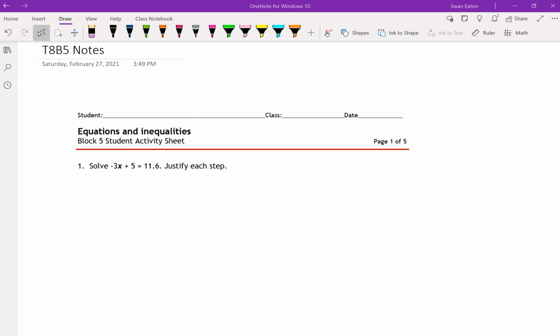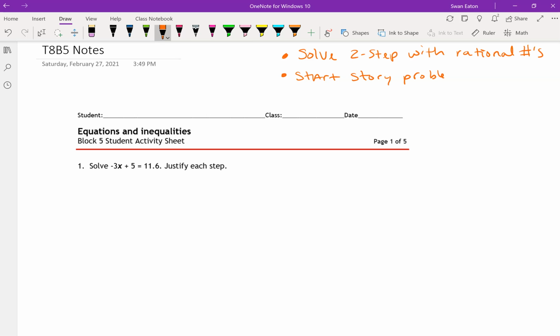Okay, students, this is going to be topic 8, block 5, video notes. Our main focus here is that we are going to solve two-step equations, and there might be some one-steps in here, with rational numbers. I'm just going to push hashtag for numbers. And we are going to start story problems and how to solve them.